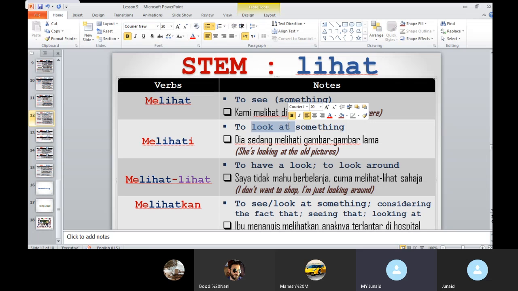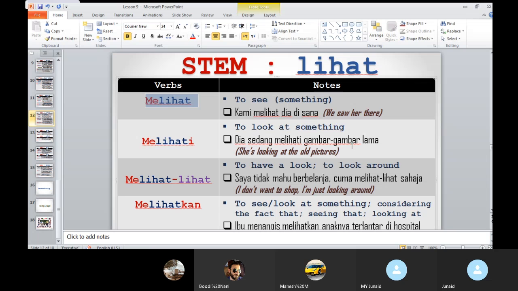How do I say this? Very seriously. Dia sedang melihati gambar-gambar lama. So she's looking at the old pictures. Look someone is coming out. You look at something or someone, doesn't matter. They mean the same. In spoken Malay, don't worry. We just use lihat. So kami lihat dia di sana. Dia sedang lihat gambar-gambar lama.